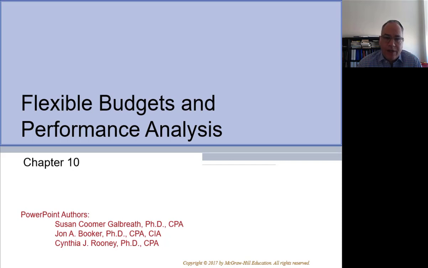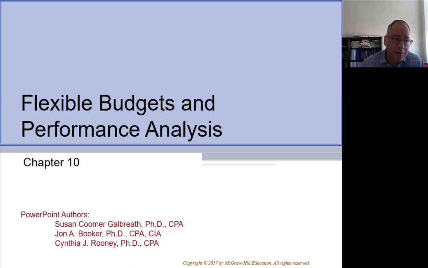Today we have Chapter 10, Flexible Budgets and Performance Analysis. And what we're going to be talking about today is we'll be expanding on the idea of budgets and talking more about control. Specifically, how do you check to see if the company is in line to perform the way you outlined in the budget?